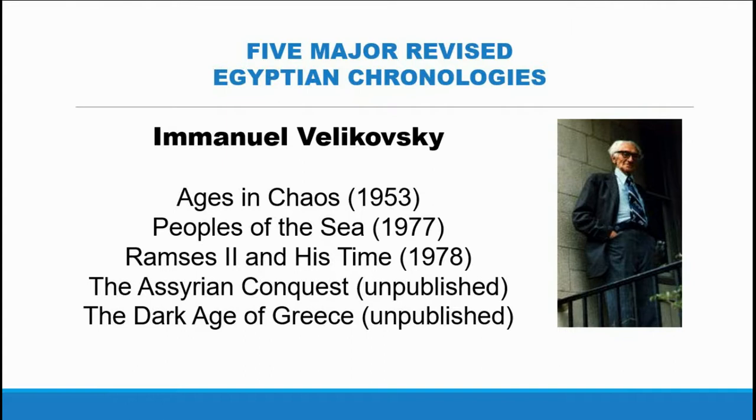Ironically, around the same time, a scholar arose who challenged the foundations of the Egyptian chronology and called for a radical change to the dates assigned to Egypt's dynasties. That revisionist pioneer was Emanuel Velikovsky, and the book that sparked the revised chronology movement was called Ages in Chaos, first published in 1953.